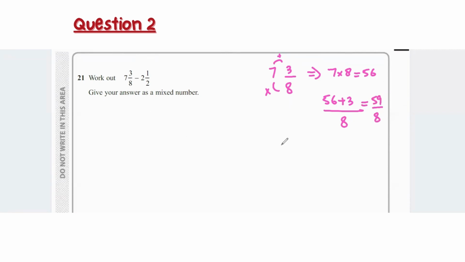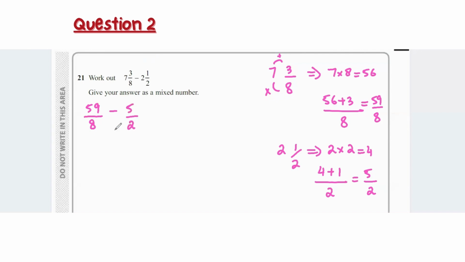Same steps with 2 whole number 1 over 2. We will multiply 2 and 2. That gives us 4. Add the result to the numerator, which is 1 plus 4, and divide by 2. That's 5 over 2. Now that we've converted the mixed numbers into improper fractions, for us to subtract the two fractions, we need to make the denominators equal. Right now, we have unlike denominators. The first fraction has a denominator of 8, and the second fraction has a denominator of 2.